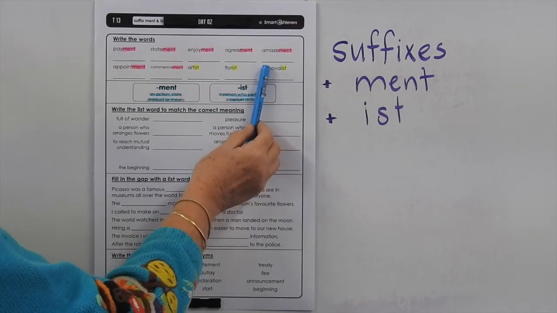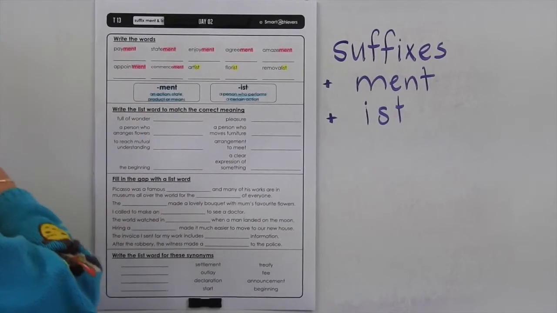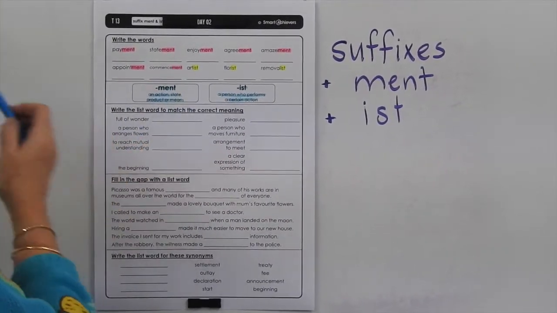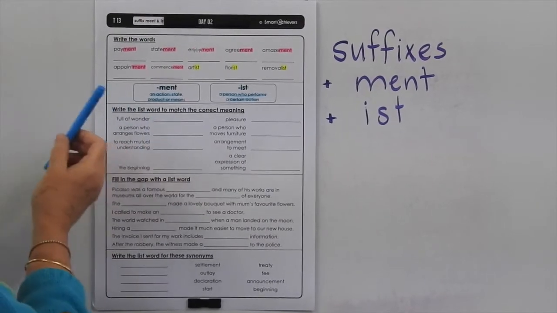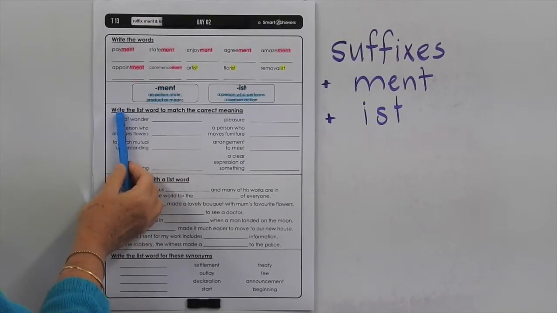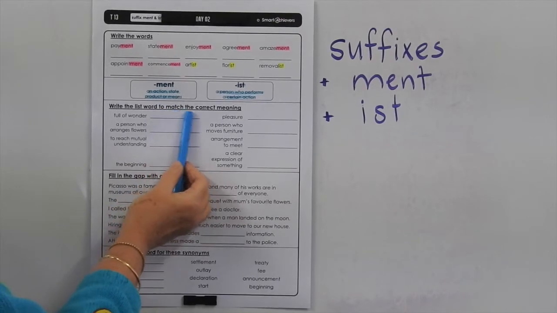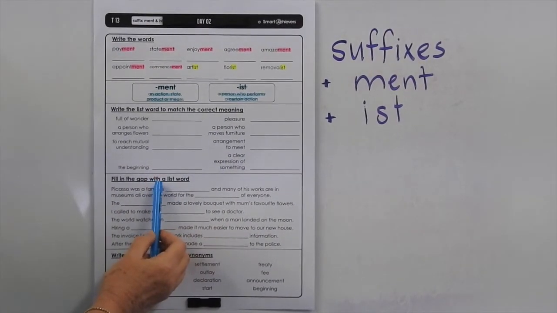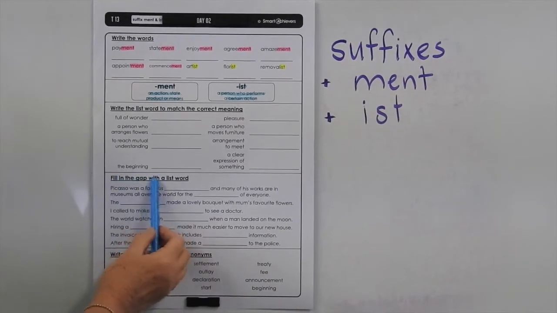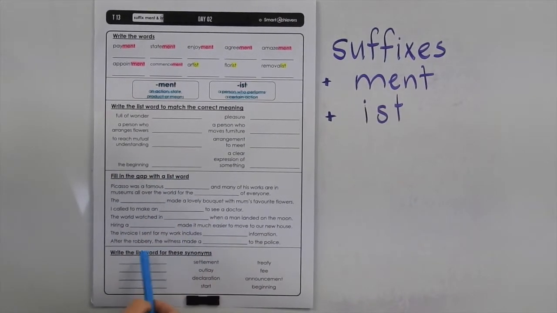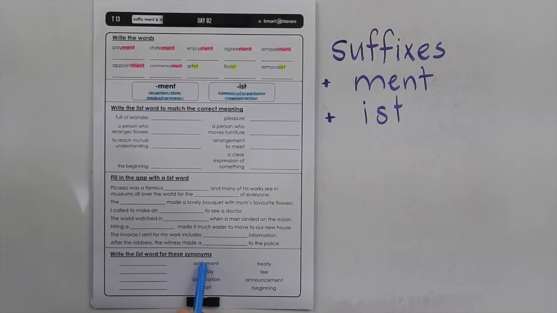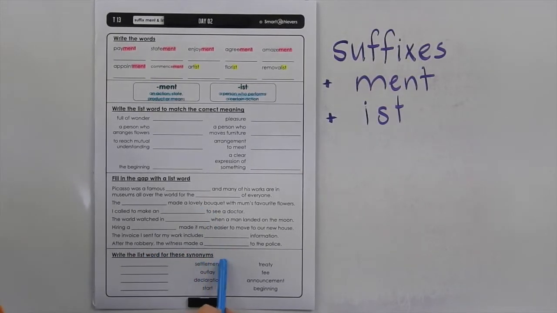So if you look at the base words in each of those words, you'll understand how those suffixes can add to the meaning. Now down here you've got to write the list word to match the correct meaning, so you're quite used to doing that, and you should be quite used to filling in the gap with the list word too. Now down here you have to write the list word for these synonyms, so that means you've got to find a word in the list that means the same as the given words down here.